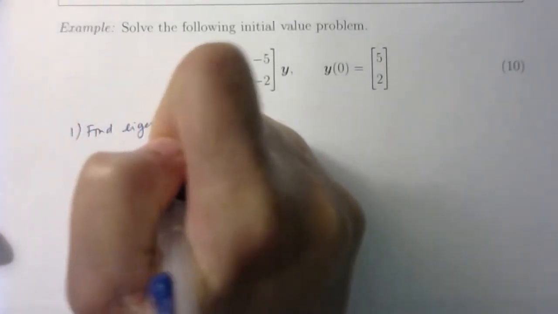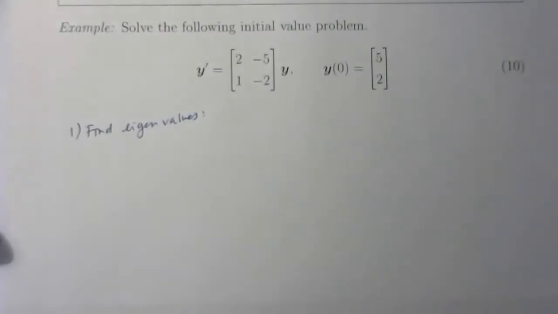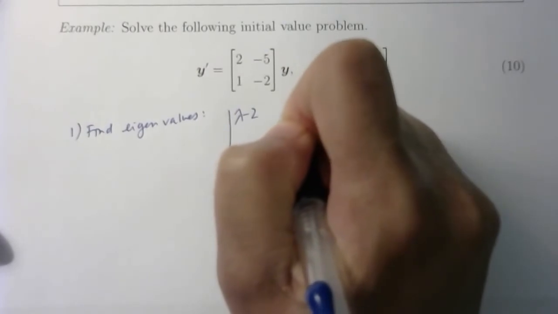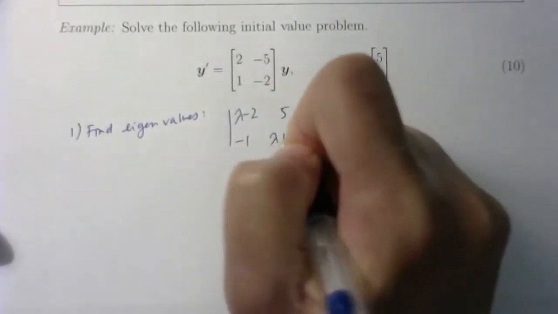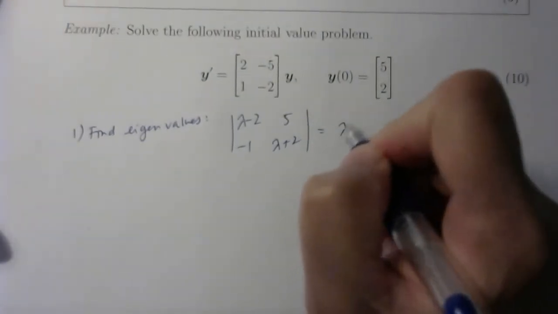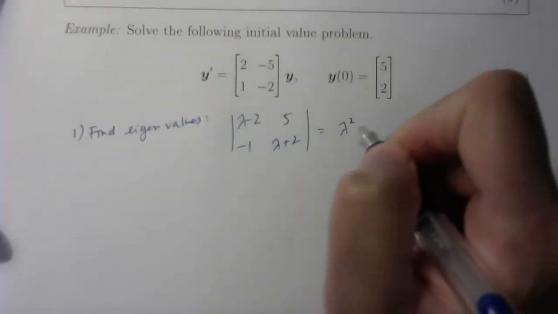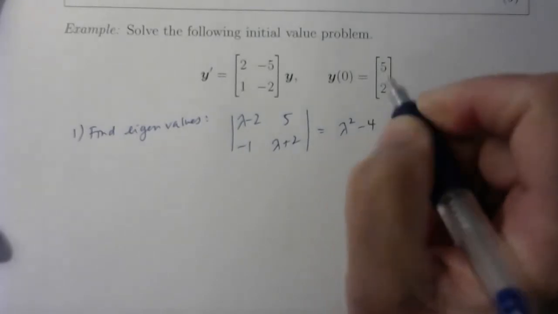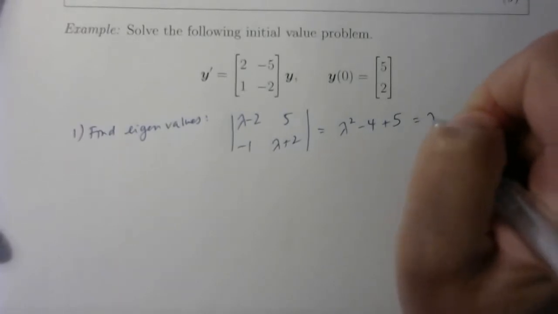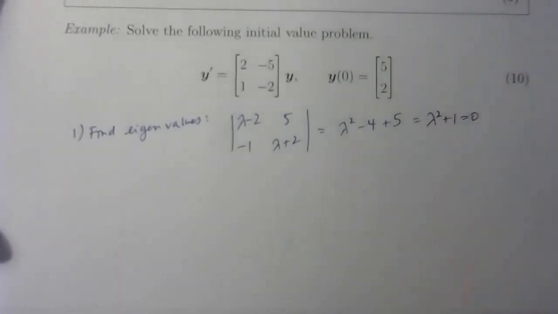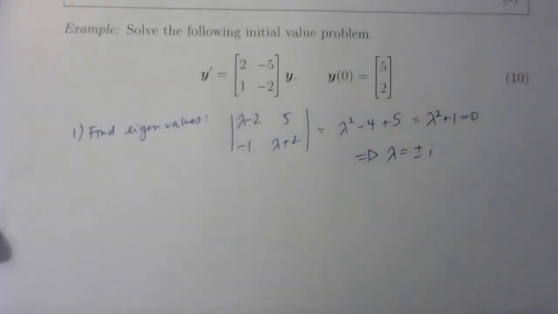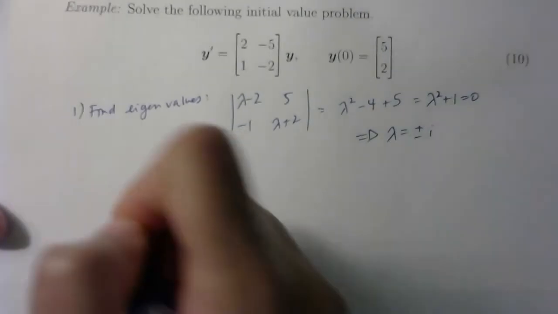So 1, find eigenvalues. So I have lambda minus 2, 5, minus 1, lambda plus 2. I need the determinant of that matrix. So I have lambda squared, plus and minus 2 is 0, so then minus 4, and then minus minus is going to be plus 5. So I have lambda squared plus 1 is 0, otherwise known as lambda is plus and minus i. All right, complex conjugate pair.